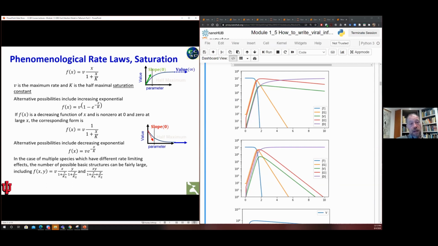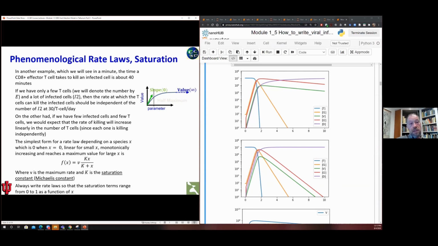Okay. Another case, and this is why I'm bringing this up now, is we're going to introduce T cells that are going to come in and kill our infected cells. They're going to be CD8 plus effector T cells. Each T cell takes about 40 minutes to kill its target. That means that even if we have a lot of infected cells and a few T cells, the most each T cell can kill per day is 30. So no matter how many I2 cells we have, the most I2 cells we can kill is 30 per day, is 30 times the number of T cells. And that means that we'd expect to have a saturation form where the rate at which we kill infected cells is saturated. That is, the K is going to depend on the number of T cells.